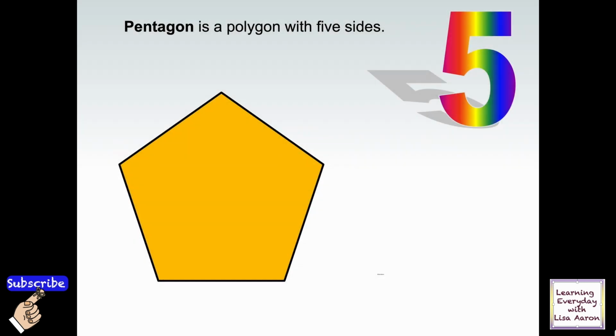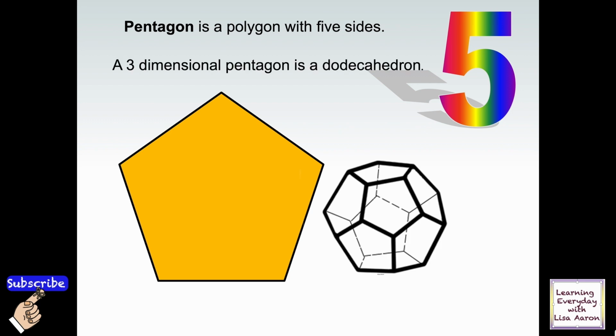Here we have a pentagon. A pentagon is a polygon with 5 sides. A 3-dimensional pentagon, dodecahedron. It has 12 faces, 30 edges, and 20 vertices.